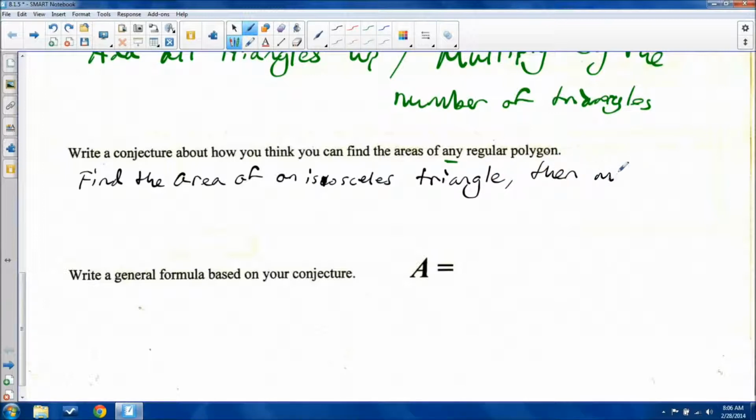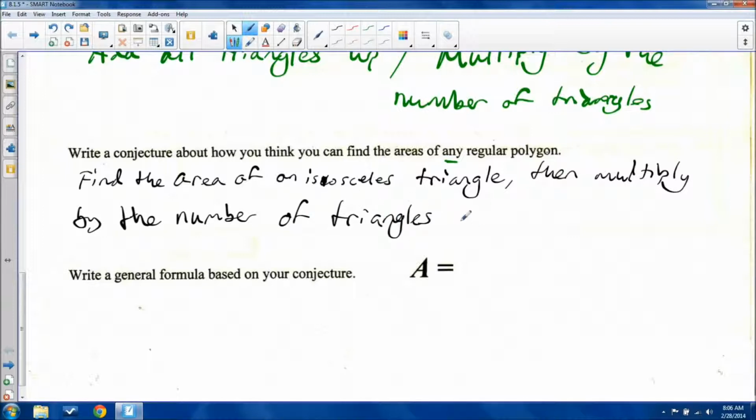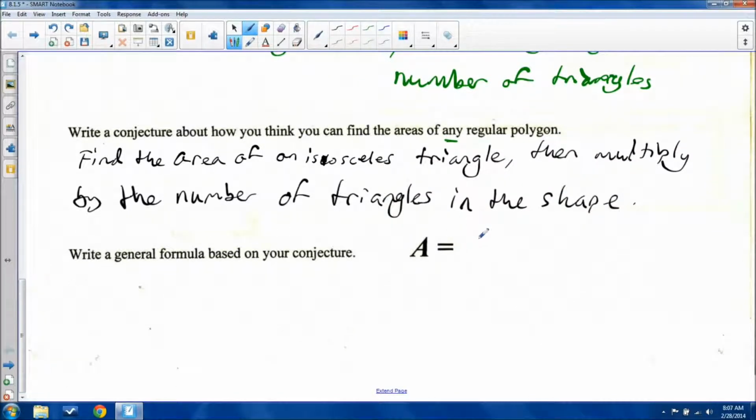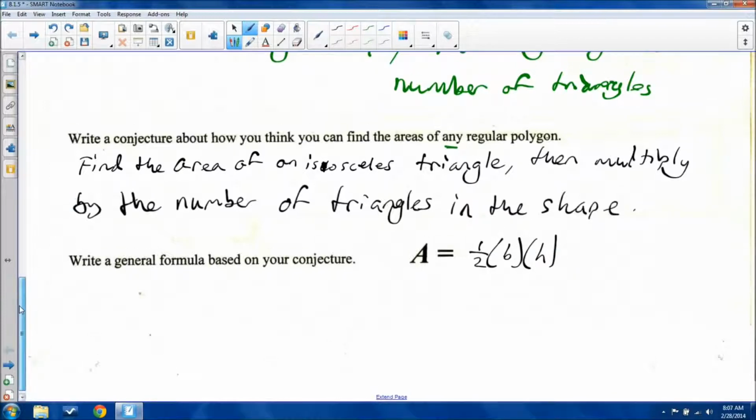Then multiply by the number of triangles in the shape. And it's a regular polygon, remember? Okay? So write a general formula based on your conjecture. So basically what we're going to do is find 1/2 base times height. We're going to find the area of a triangle within that.